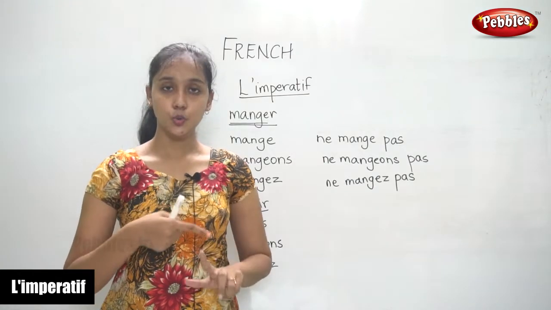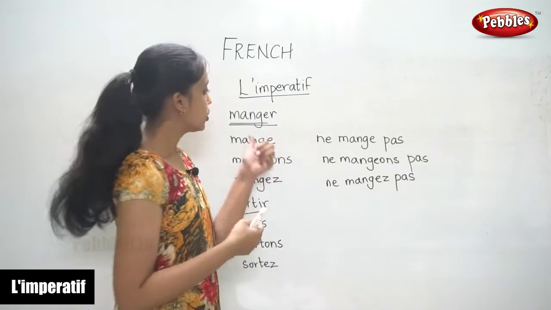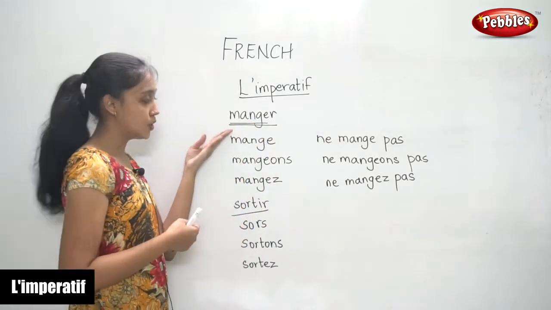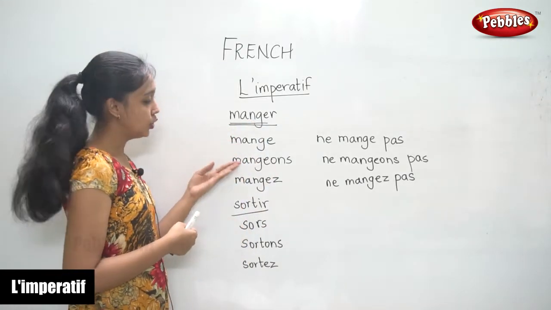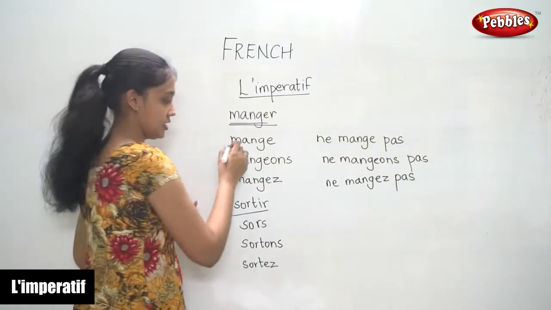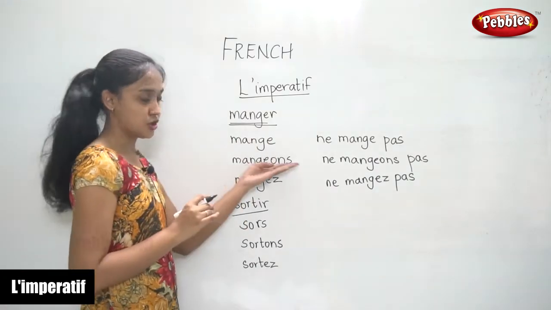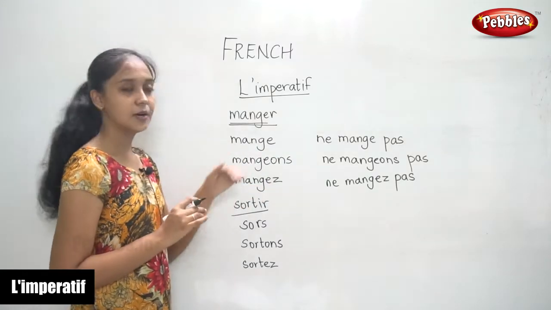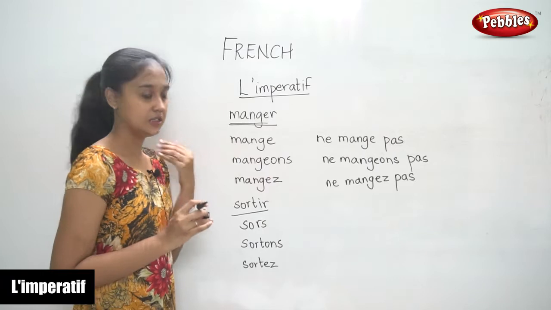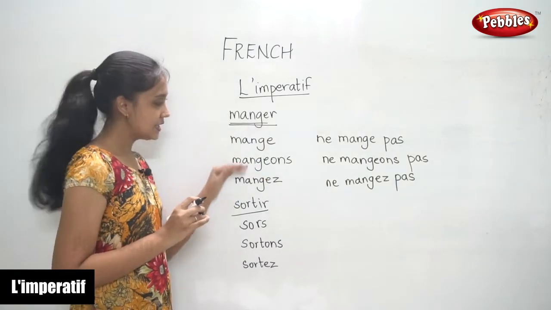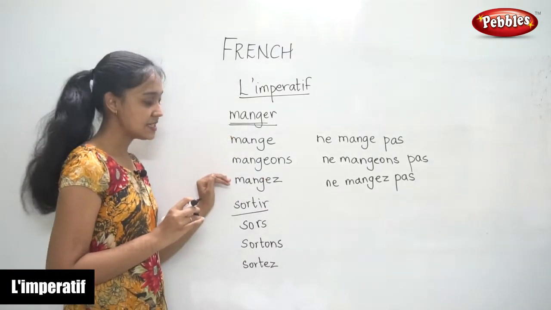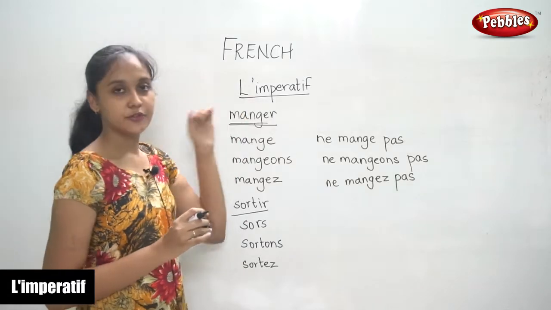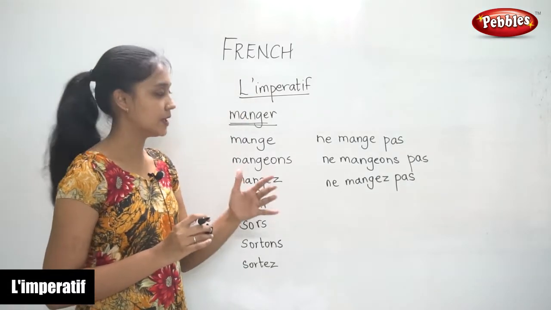Tu, nous or vous. So what is the conjugation of manger for tu, nous and vous? It is mange, mangeons, mangez. So now if you say mange, it means eat. So all these mean the same thing. It is the imperative. You give an order or a command.